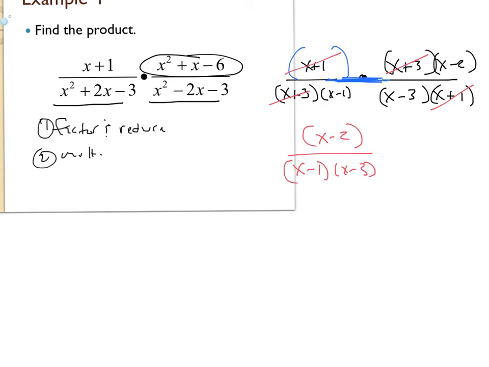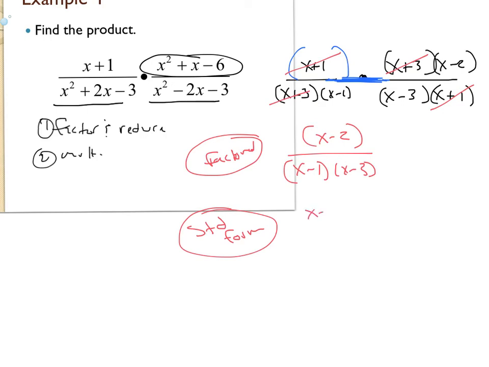So this right here is factored form. Okay, we've talked about that. Now when I multiply, I'm going to get it into standard form. On quizzes and tests, I'm going to ask for one or the other. You need to make sure that you put the appropriate form. So the x minus 2 stays at the top, and then I'm going to distribute, and I'm going to get x squared minus 4x plus 4 in the numerator.